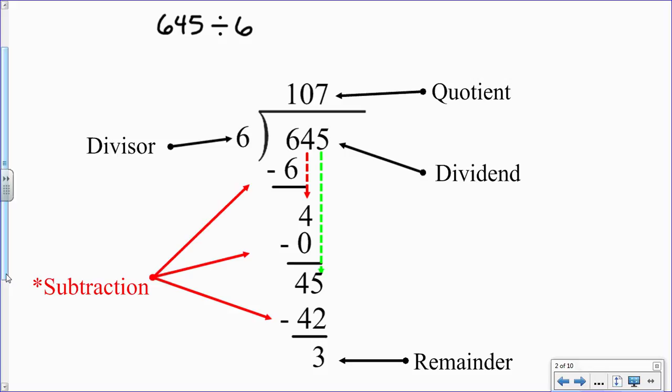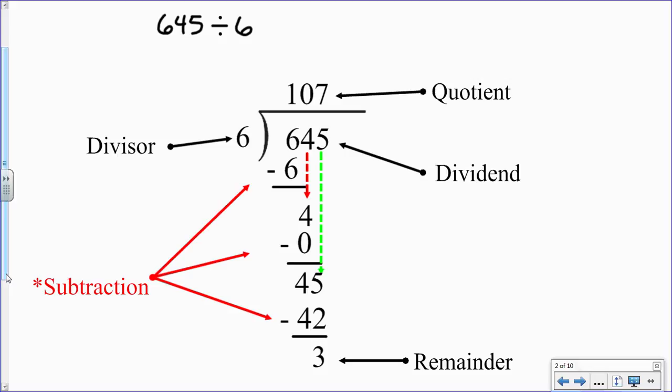Okay, so here's how it works. You would want to know, how many 6s go into 6? 1. And then you multiply. 1 times 6 is 6. Subtract down. Long division, you subtract down. So that's 0. And you had to bring 4 down. Well, how many 6s go into 4? 0. 0 times 6 is 0. Subtract down, that's a 4. Bring down your 5.